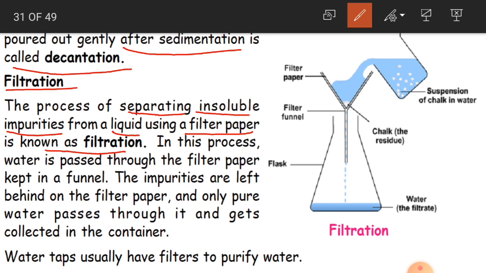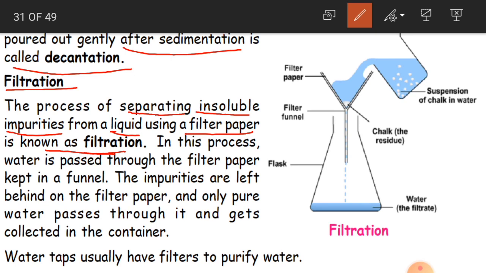Liquid is nothing but water. It may be water, it may be milk, any liquid form substance. So here we are using a filter paper. Using a filter paper and separating all the insoluble impurities from a liquid is known as filtration. Filtration.